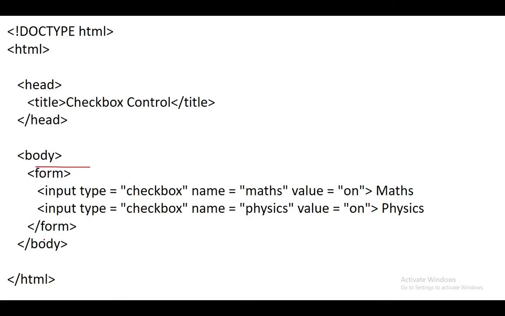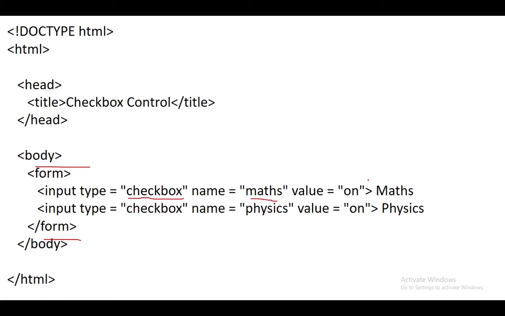So we're going to have our input, then type. In our type, we have checkbox. Then the name, we have math, we have physics, because that's what we want. Each line is for an input tag separately. One is for physics and another is for math. Then at the side we have the value, which is on. So don't forget, in our forms we have our opening and closing tag, and I'm going to show you how it's going to look like.